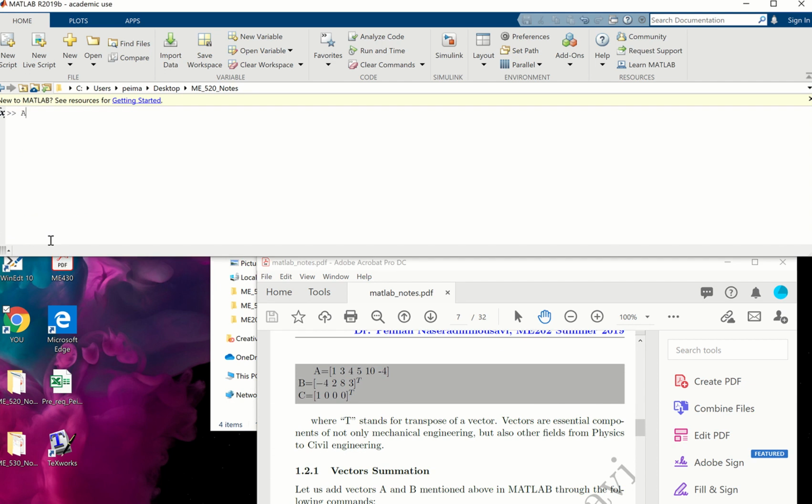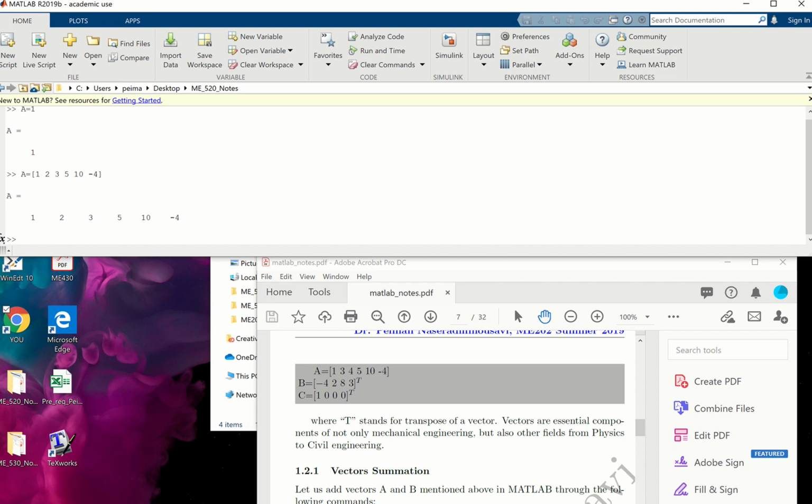So now we know that when I said A is 1, it gives you a scalar number. But in MATLAB, you can use this: A is equal to bracket 1, 3, 4, 5, 10, and minus 4. See? So it has how many elements? 1, 2, 3, 4, 5, 6. So this is a row of numbers. It has one row and how many columns? 1, 2, 3, 4, 5, 6. This is how we generate vectors in MATLAB. See, this is a vector A.